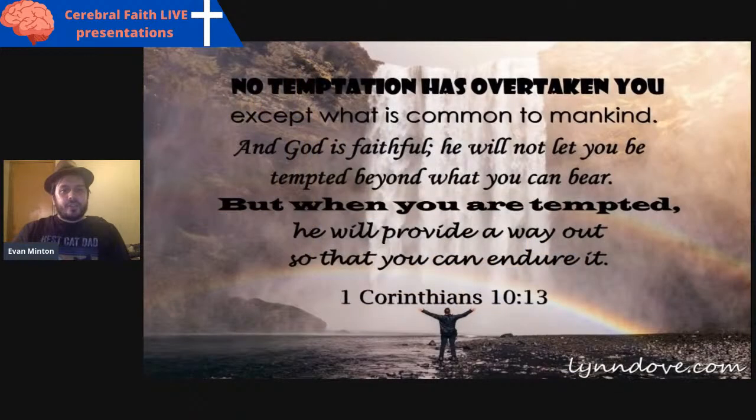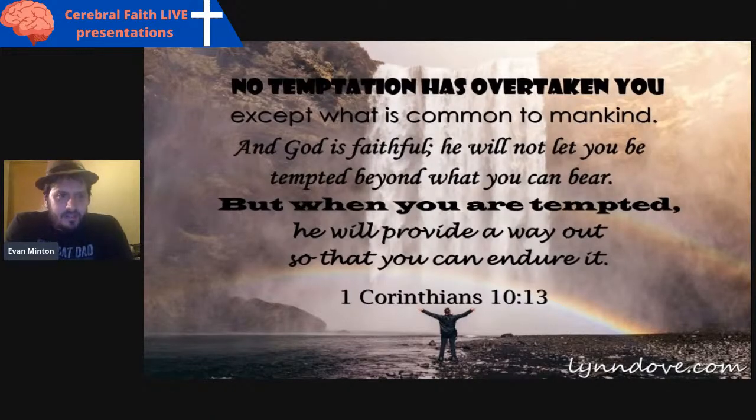As 1 Corinthians 10:13 says, quote, "No temptation has overtaken you except what is common to mankind, and God is faithful. He will not let you be tempted beyond what you can bear. But when you are tempted, he will provide a way out so that you can endure it," end quote. Here the Apostle Paul, writing to the Corinthian church, says no temptation has overtaken you except what is common to man. God is faithful. He won't let you be tempted beyond what you can bear. But when you are tempted, he will provide a way out so that you can endure it.